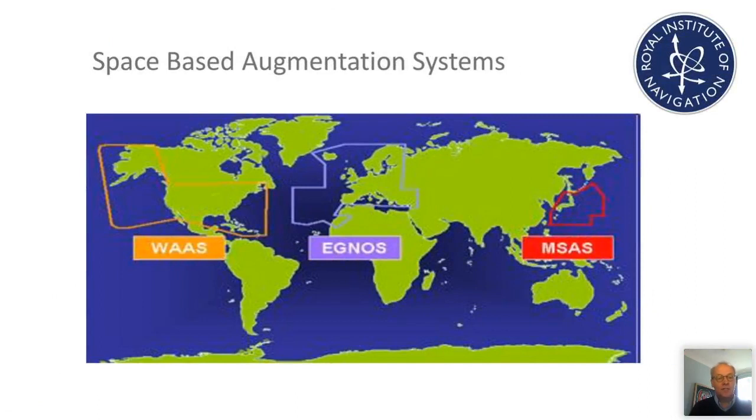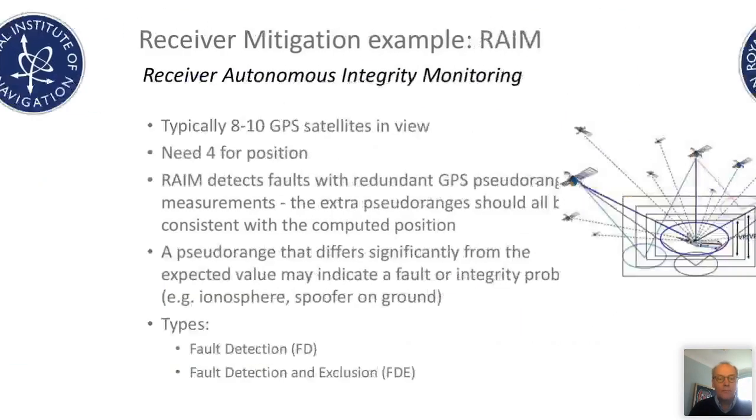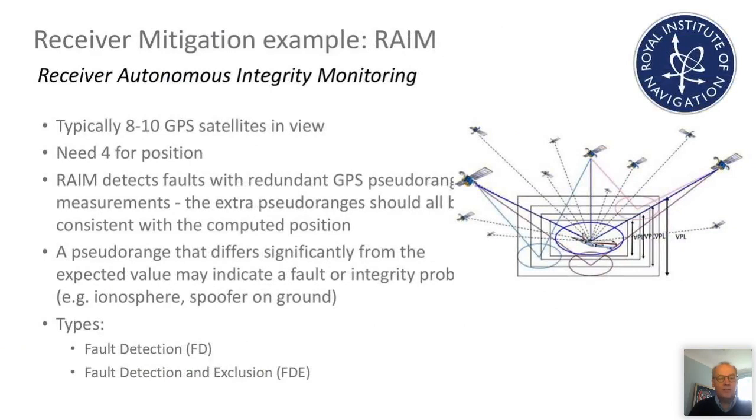These correction systems, or augmentation systems as they're called, can also be from space. So you may have heard of SBAS, space-based augmentation systems. These are geostationary satellites which transmit corrections for satellite errors, track errors, clock errors, and so on, and also ionospheric corrections over a wide area. And here's just one example of a receiver level technique. I touched on RAIM earlier.